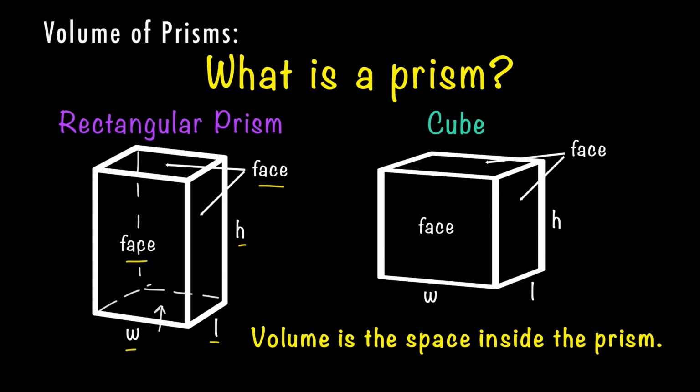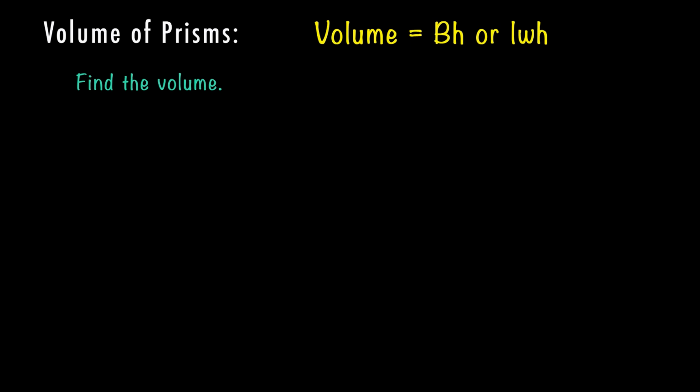So let's move on to the formula. In order to find the volume, we need to use what it says on the formula chart. It's going to show BH. The B is capitalized. That capital B means area of the base. And I know the area of the base is made up of the length and width. Therefore, the volume of the prism is going to be length times width times height.